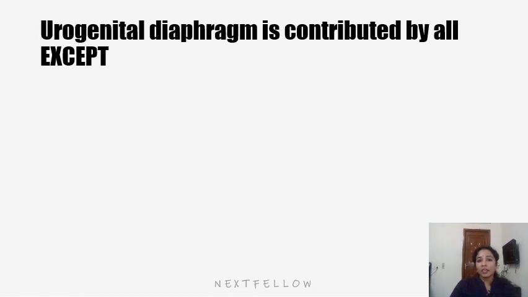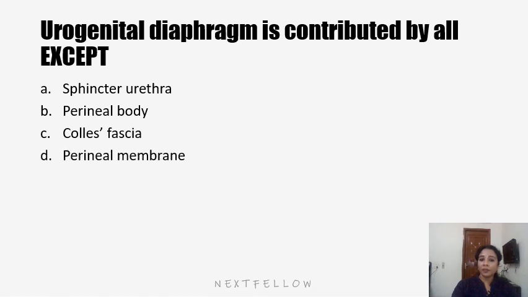Next is, the urogenital diaphragm is contributed by all except: sphincter urethrae, perineal body, Colles fascia, perineal membrane. So the answer is Colles fascia, because the urogenital diaphragm is a content of the deep perineal pouch which is lined inferiorly by the perineal membrane and not by Colles fascia. That is to be noted. And Colles fascia lies in the floor, the inferior lining, of the superficial perineal pouch.